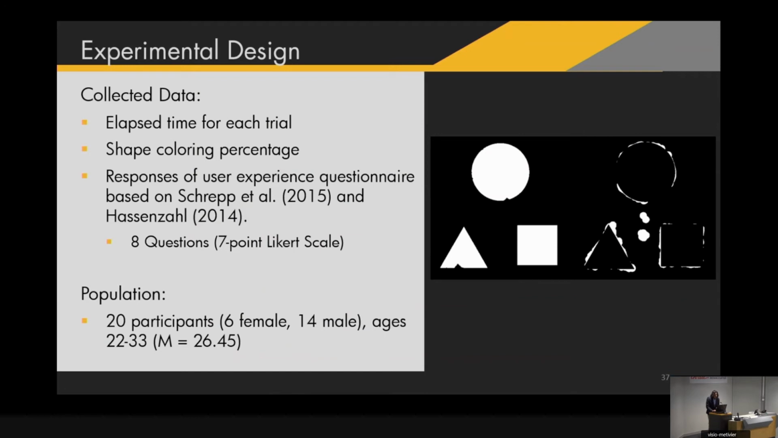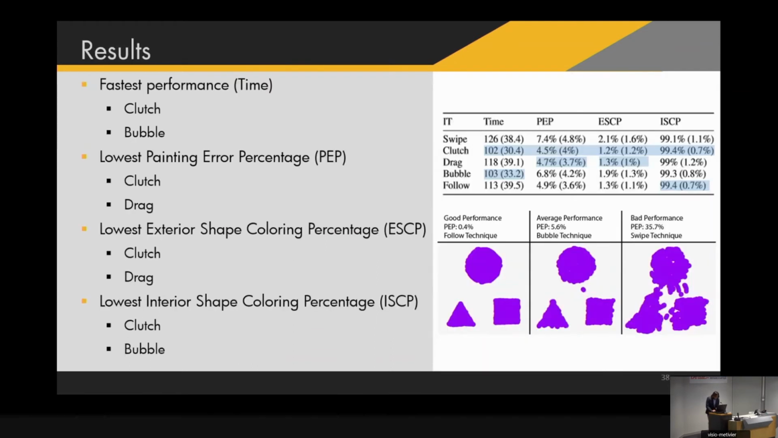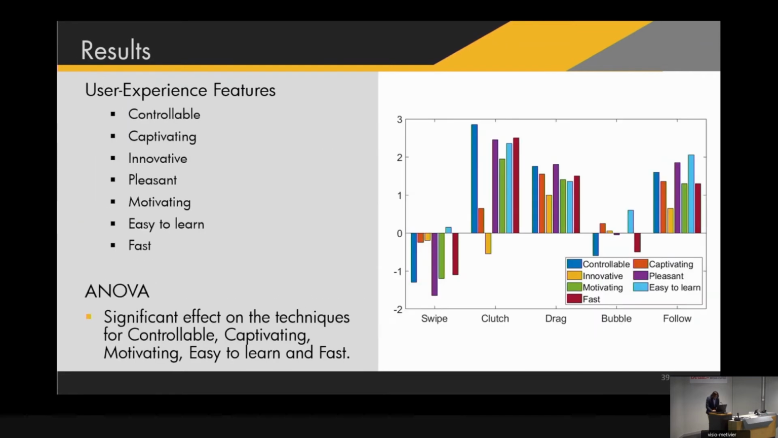The data we collected was the lapse time for each trial and shape coloring percentage, meaning whether the users actually managed to color all the shapes that were displayed, and also responses to a user experience questionnaire, which was based on the work of Schrepp and Hassenzahl. Basically 8 questions that I'm going to discuss further, with a population of 20 participants. Overall, the results were favorable for the clutch technique, which consists of having the controller for selecting another area to touch, but there were also good performances for other techniques.